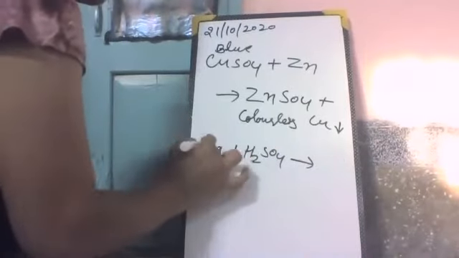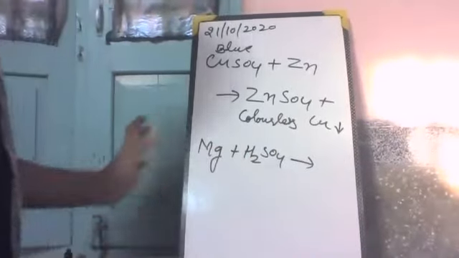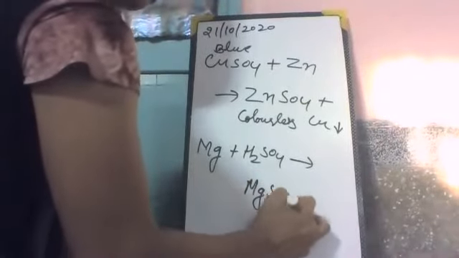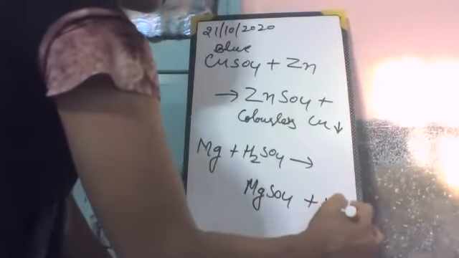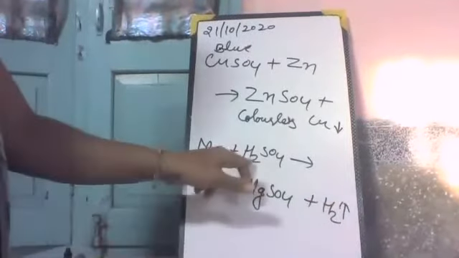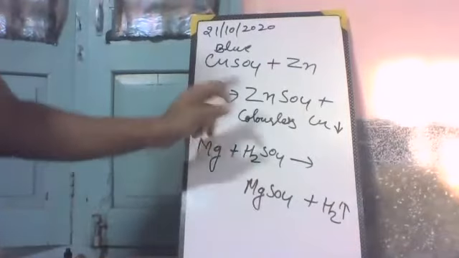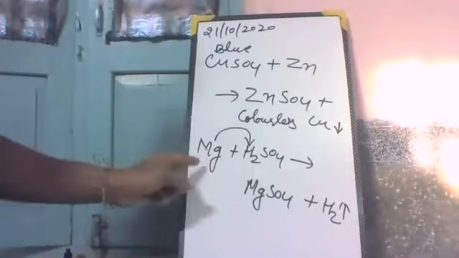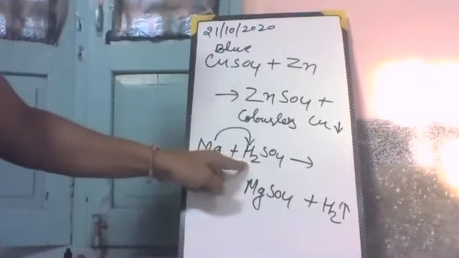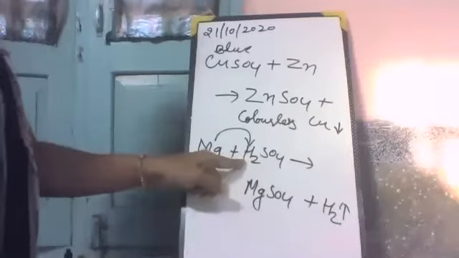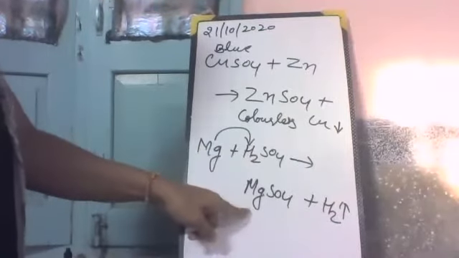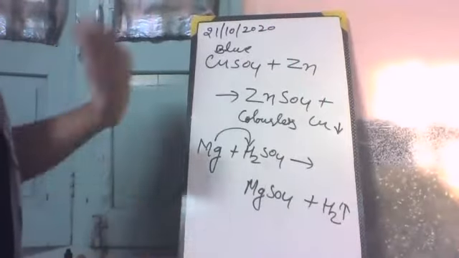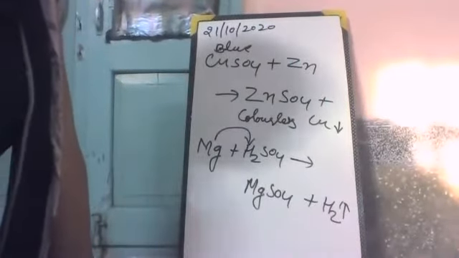Again, the same reaction will take place. Magnesium sulfate is produced and hydrogen gas is released. This is hydrogen; magnesium displaces hydrogen. Magnesium is more active than hydrogen. So magnesium displaces hydrogen, takes the place of hydrogen and forms a new substance, magnesium sulfate, and releases hydrogen gas, which is evolved in the reaction.